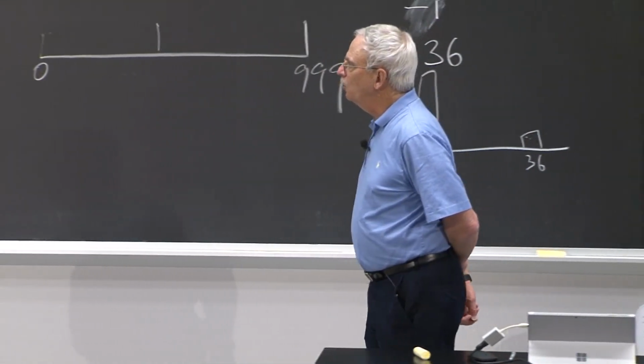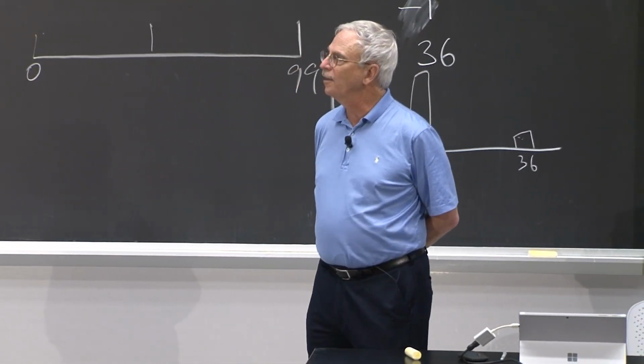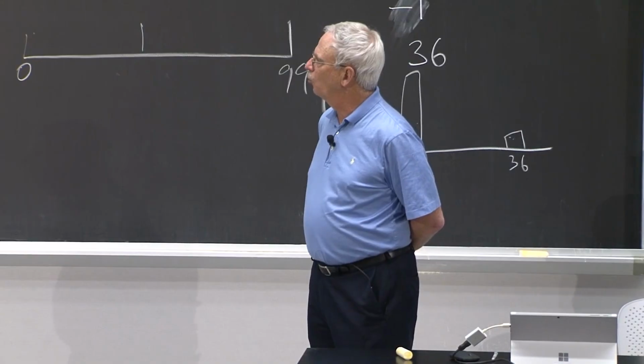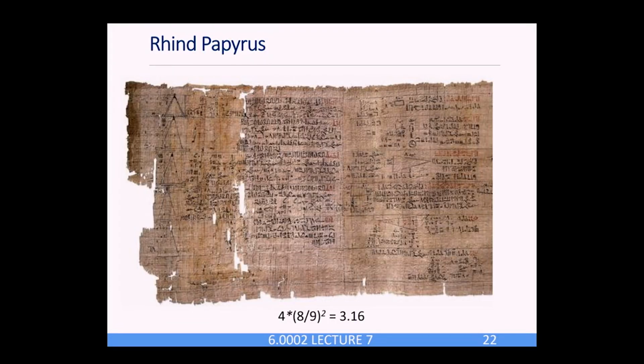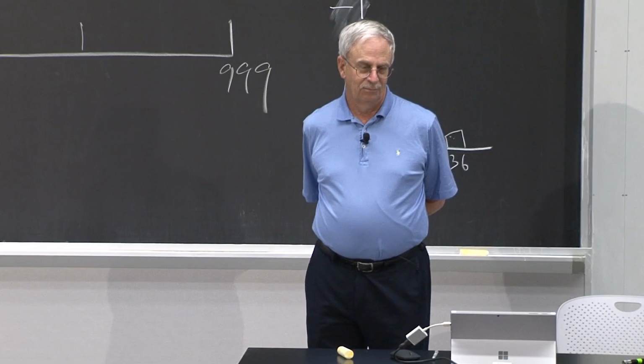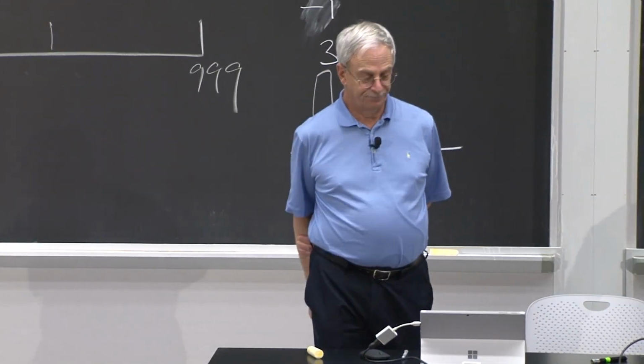The earliest known estimate of pi was by the Egyptians on something called the Rhind Papyrus, pictured here. And they estimated pi to be 4 times 8/9 squared, or 3.16. Not so bad.